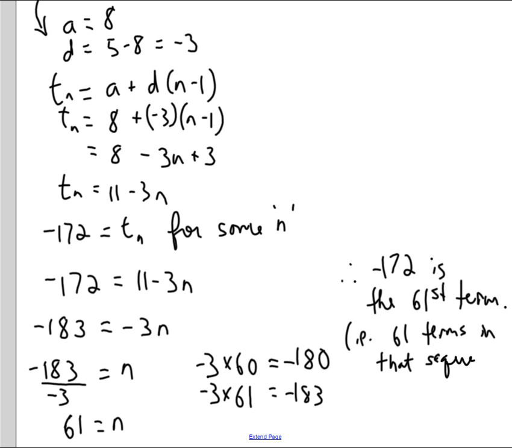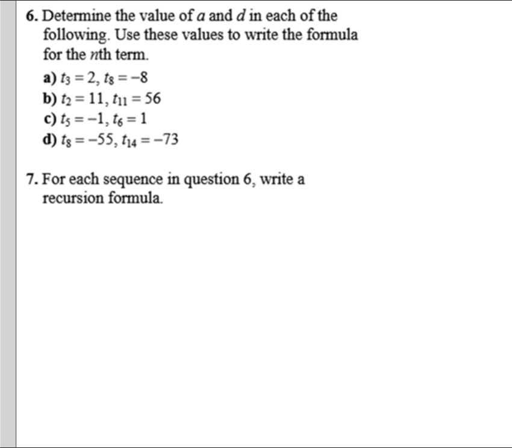All right, so we're going to finish off with just 2 more examples, looking at number 6 and 7. Determine the value of a and d in each of the following cases. This is a little bit different because we're given a bit of a spread in the terms. So for something simple like part C, we're given the 5th term and the 6th term. If the 5th term is negative 1 and the 6th term is 1, they're right after one another. We're obviously adding 2 to go from negative 1 to 1, so our common difference must be 2.